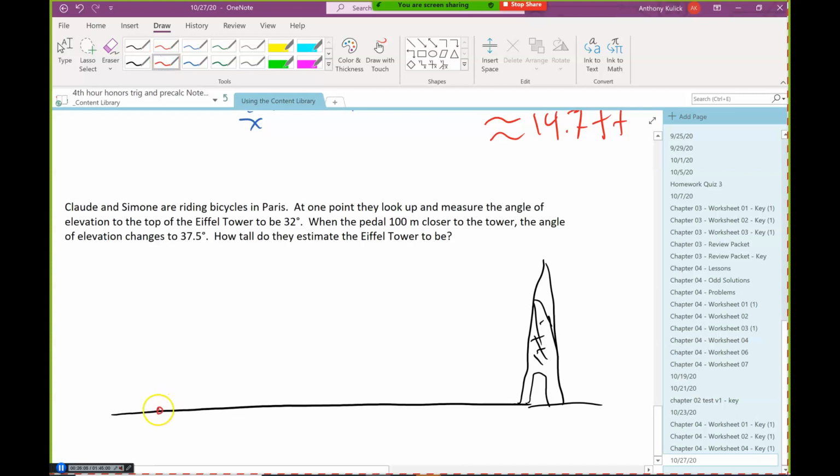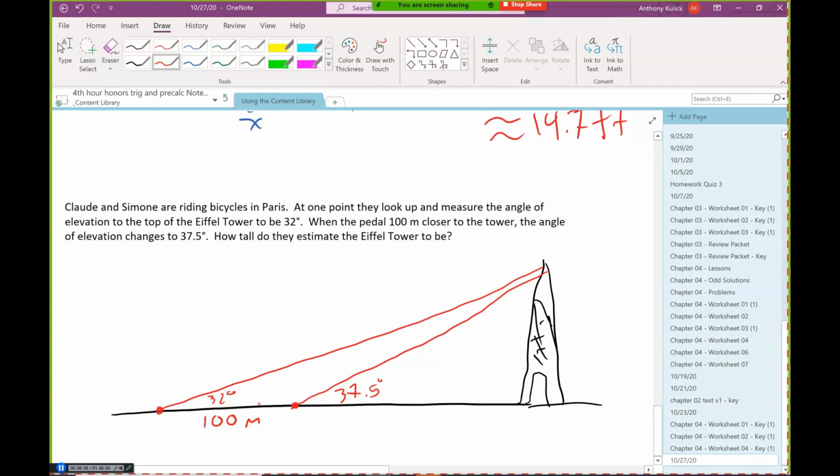So this is our first observation point. And we go a little bit closer. And this is our second observation point. Everybody's okay with that? And we know the distance between them was 100 meters. Everybody so far so good?